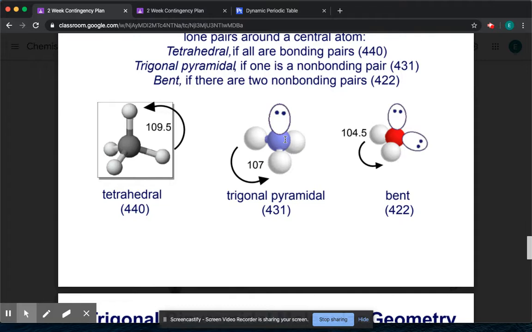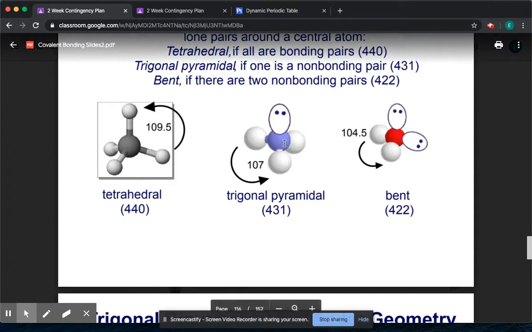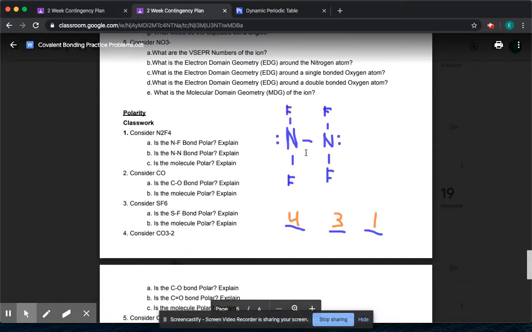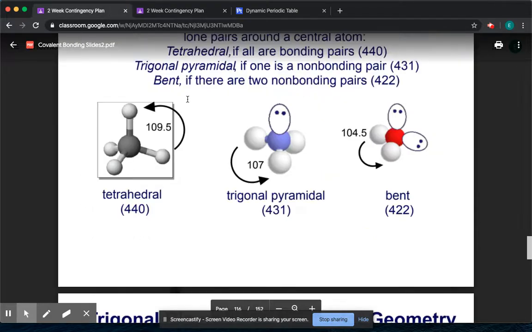So what you have in this case is nitrogen in the middle. You would have the lone pair up top. These two right here, this would be the fluorine. This would be the other fluorine. And this would be the nitrogen with the other two fluorines attached to it. So this is what it would look like.